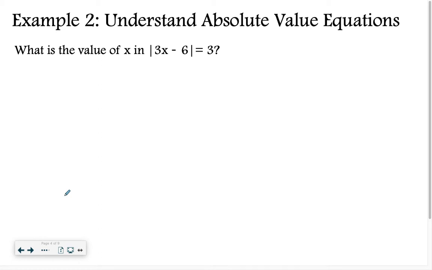Okay, example 2. Let's look at a slightly more complex absolute value equation. So let's say we have the absolute value of 3x minus 6 equals 3. So in the last couple problems, I explained you always have two answers. So when you get to slightly more complex, you have a coefficient with your variable, you're going to split into something called case 1, meaning your first answer, and case 2, meaning your second answer. Okay, so you're going to be splitting into case 1, case 2.